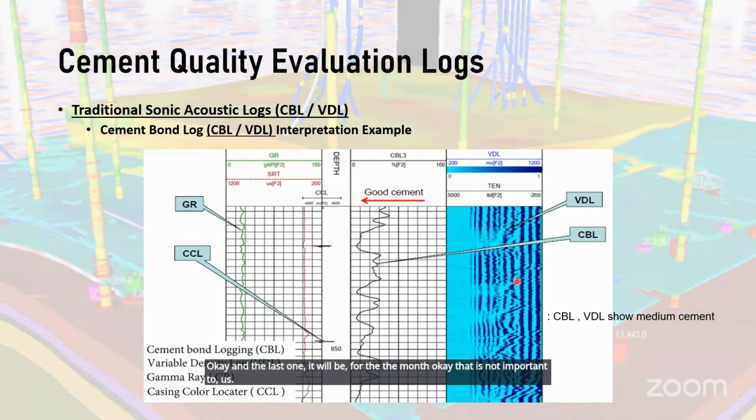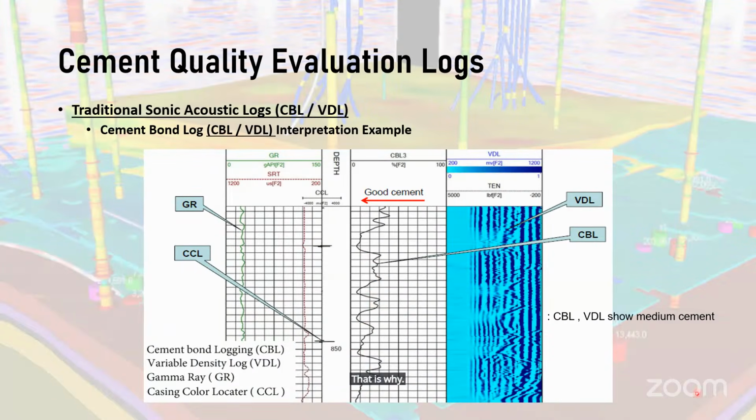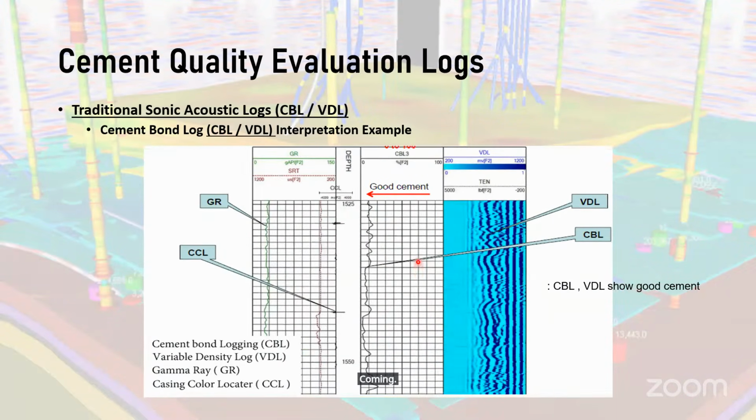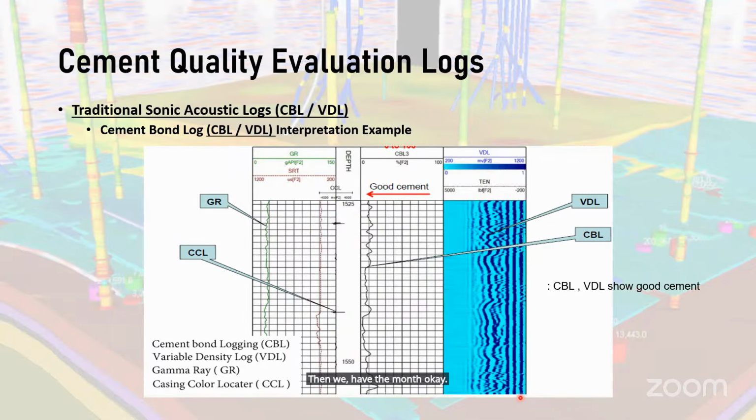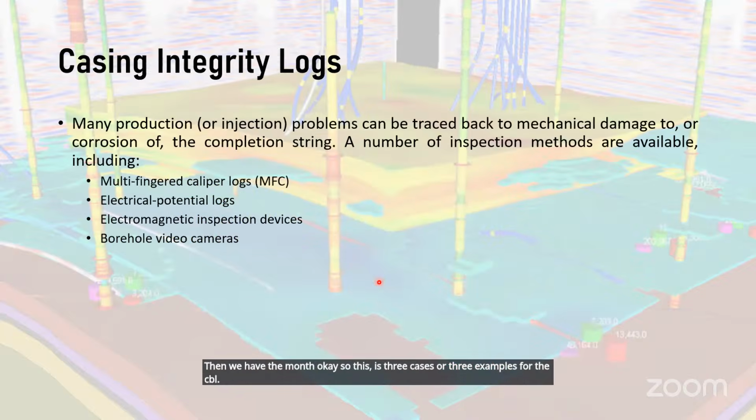So in our case, you see that we have some patches of cement. We have good cement, bad cement, and so on, so that is why overall it is a medium cement case. Coming here, this is good cement. Why? Because the CBL, you can see, is low, and the casing arrivals are not clear, and we have clear formation arrivals. Then we have the mud. So these are three examples for the CBL VDL.